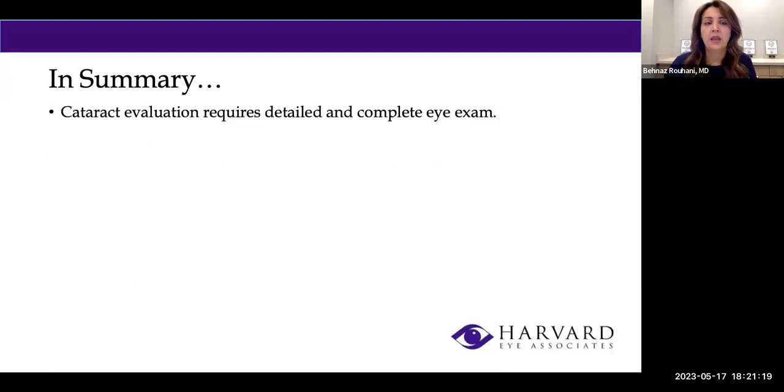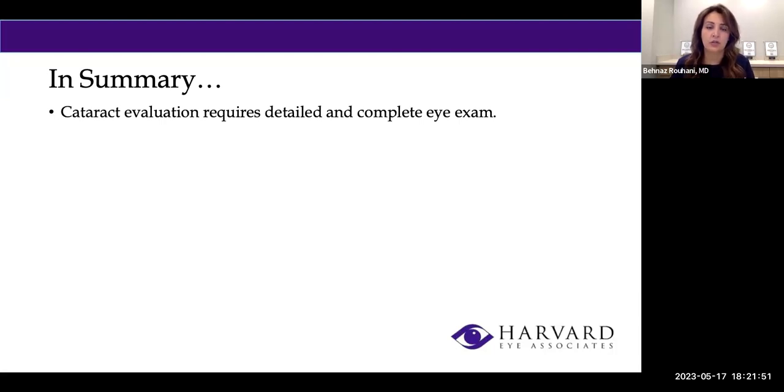In summary, cataract evaluation requires detailed and complete eye examinations, and I hope by now you know why that is very important. Some patients had a cataract evaluation, let's say a year or two ago, and they call and say, oh, we're ready for cataract surgery, and the cataract evaluation is done. Well, you need to be seen. Honestly, once it's about 3 or 4 months from the last time you were seen and you want to go ahead and have cataract surgery, you need to be seen prior.